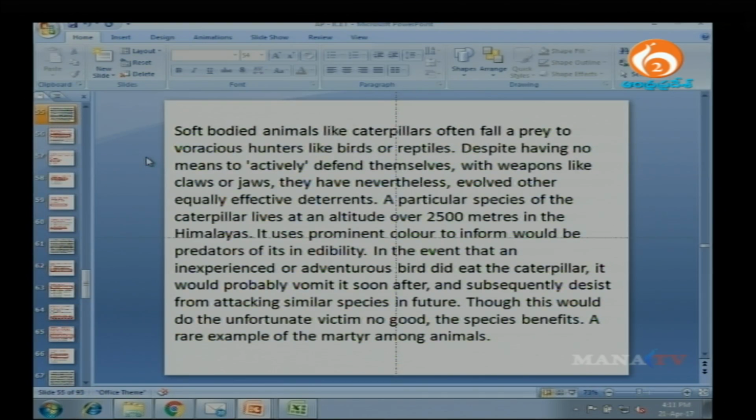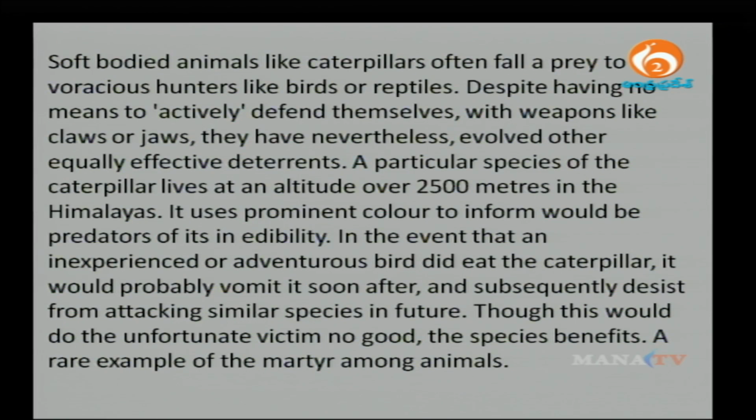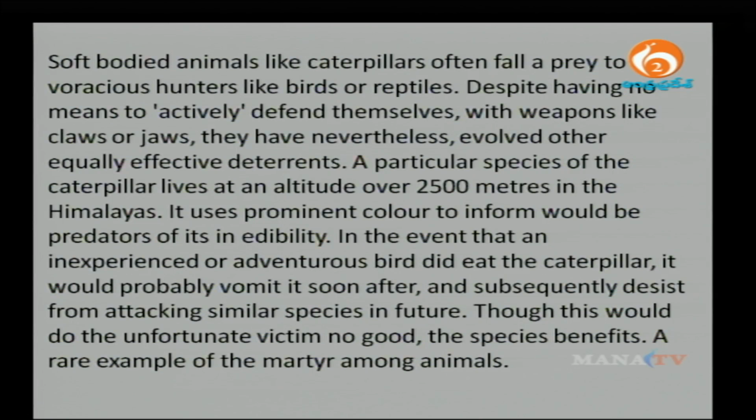So it says soft-bodied animals like caterpillars often fall a prey to voracious hunters, and voracious basically means cruel, dangerous hunters like birds or reptiles. We understand what a reptile is. Reptile is like a lizard. Birds like crows, eagles, these birds, they eat all these insects. Despite having no means to actively defend themselves with weapons like claws or jaws, they have nevertheless evolved other equally effective deterrents. Deterrent means a roadblock or an obstacle.